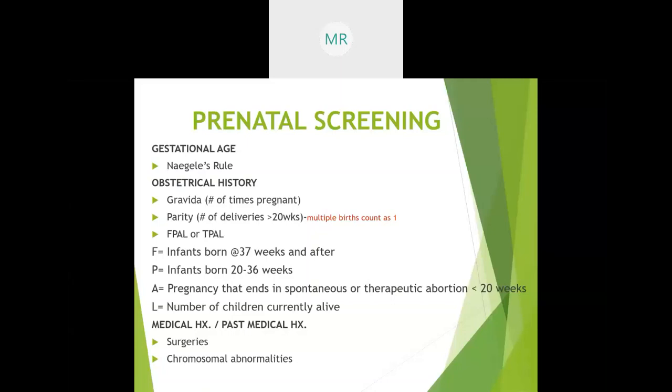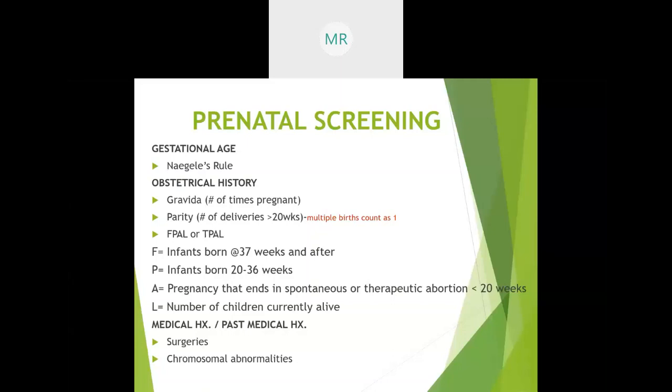For the full term, the number that we're going to put there is the infants that are born at 37 weeks and after. Right at the 37 weeks and after. So 38, 39, at the 37 weeks or after. Preemies are infants that are born between 20 and 36 weeks. So anything less than 37 weeks.